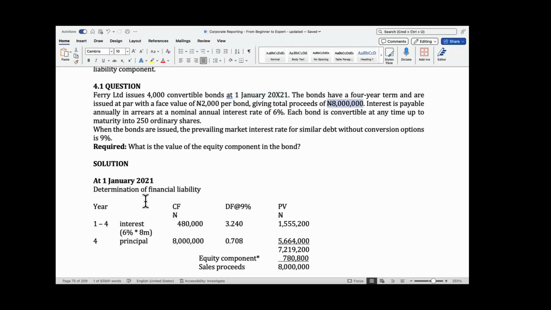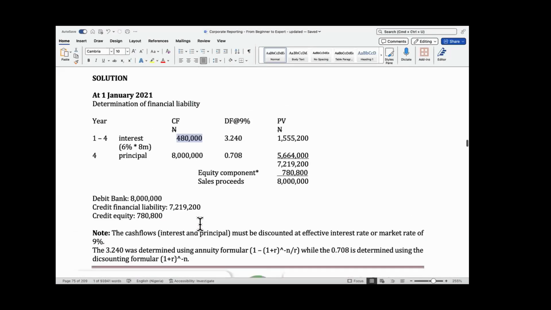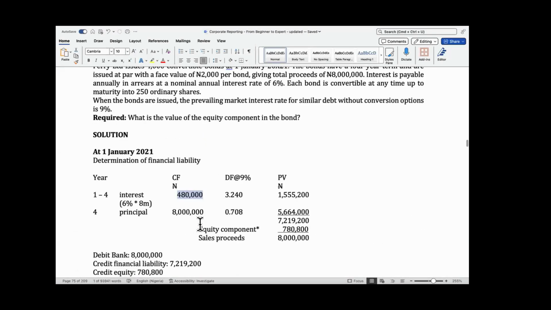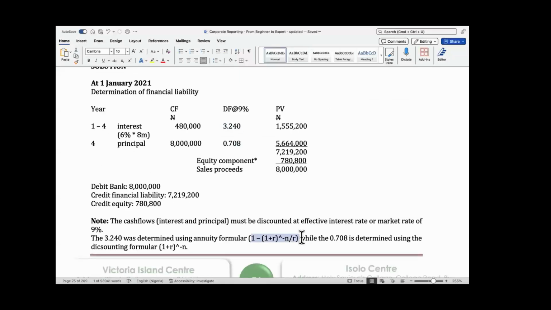So how do we get the liability component of 8 million? All we need to do is get the present value of the interest and the present value of the principal. Since we are giving 6% per annum on this money we borrowed, that means the interest per annum is 480. We need to get the present value of that. And by now you should know that whenever you want to get the present value of equal annual amounts, you use the annuity factor. And this is the formula for the annuity factor: 1 minus (1 plus r) to the power minus n, divided by r.